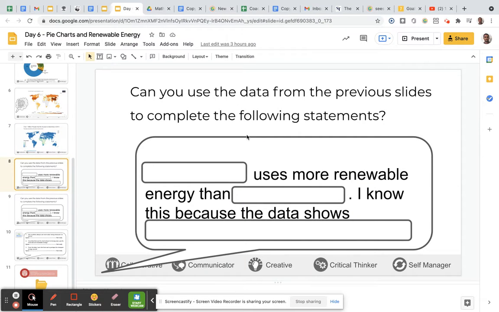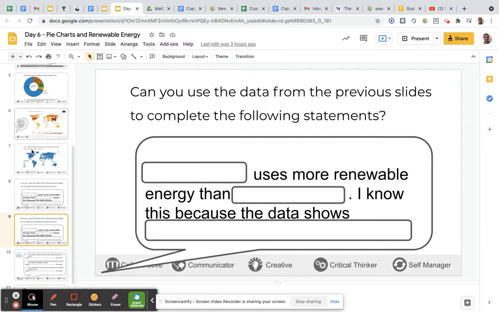It says, can you use the data from the previous slides to complete the following statements? So from these slides, fill in, double click on here, and then you'll be able to type in which country. Whatever country it may be, say it's not on here, but Thailand uses more renewable energy than Antarctica. I know this because from the pie chart, it showed that Thailand had X% compared to Antarctica that had Y%. So do a couple here, this one and this one, just to get you really looking at the data in those pie charts.